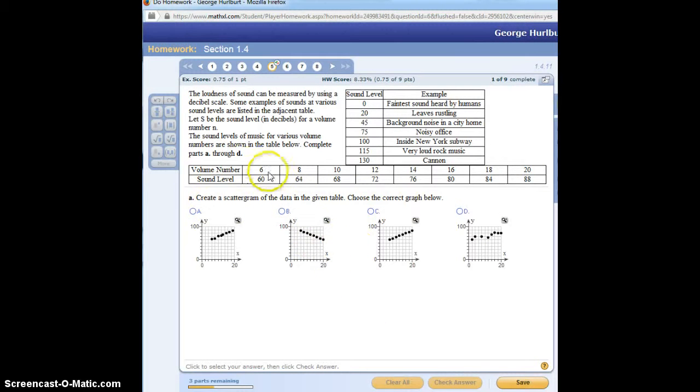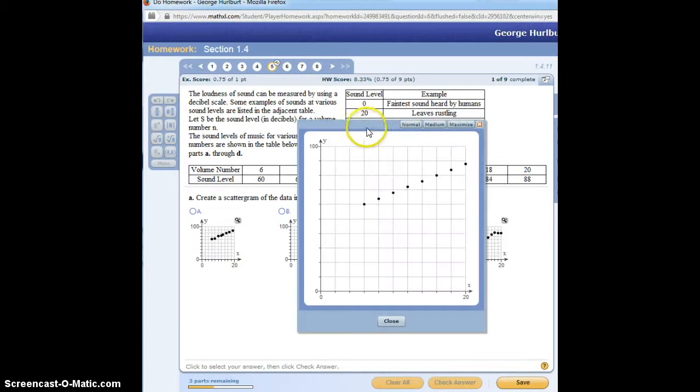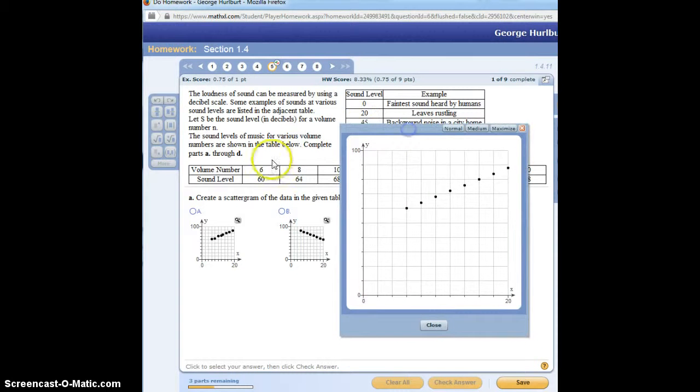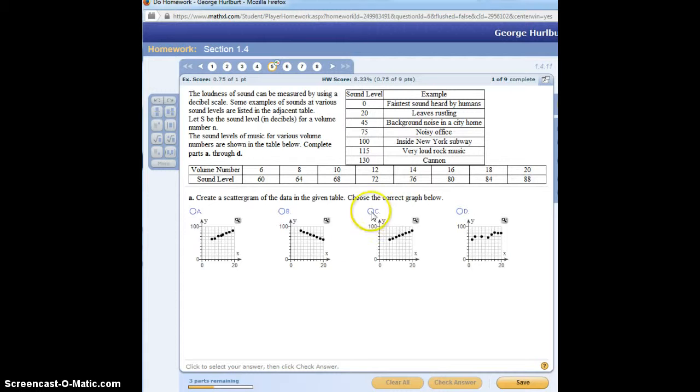Well, what I notice is that when the volume goes up, the sound goes up. So that means it can't be B because that one has sound going down. And it can't be D because that one's kind of bouncing around. So it's either got to be A or C. I'm going to take a look at one of these here. And let's see, 6, right on 60. That one looks pretty good. 8, 64, that one's believable. So this one looks pretty good. I'm going to take a guess that this one's the right one.